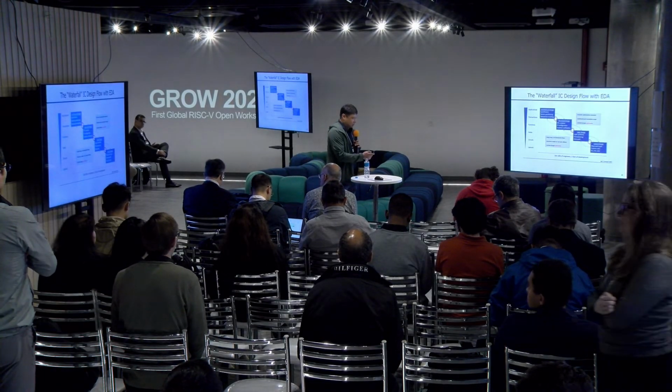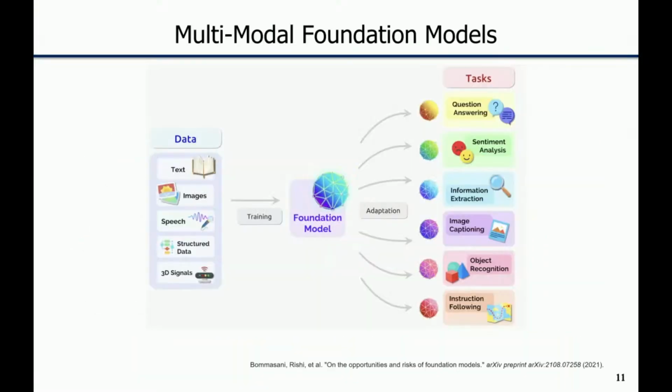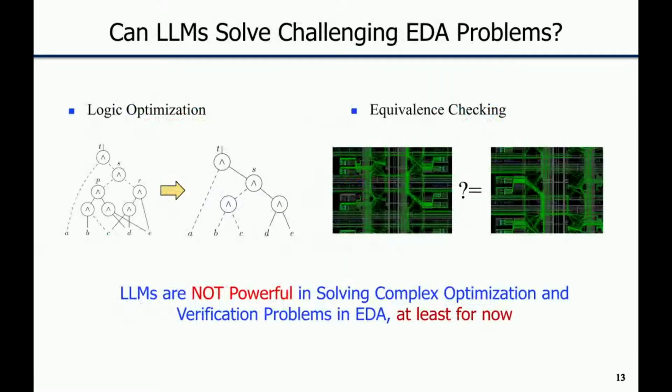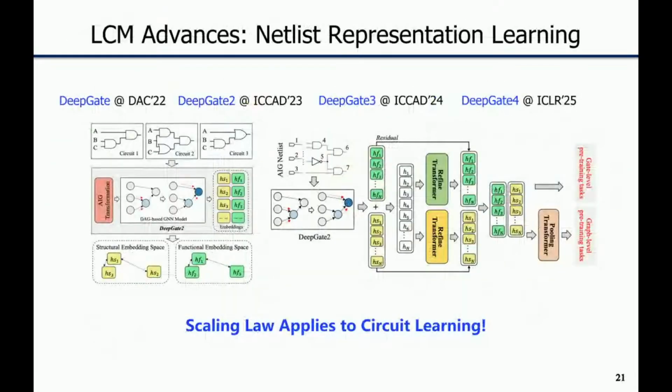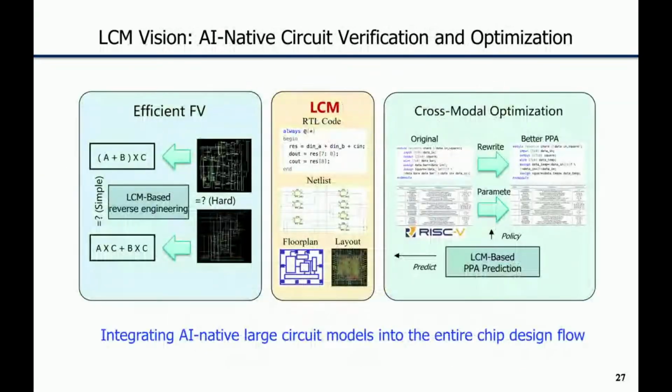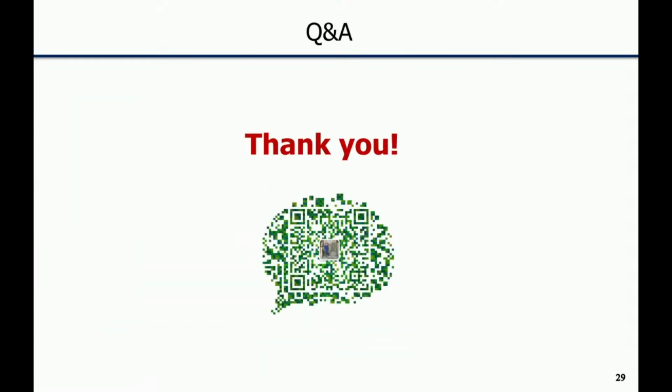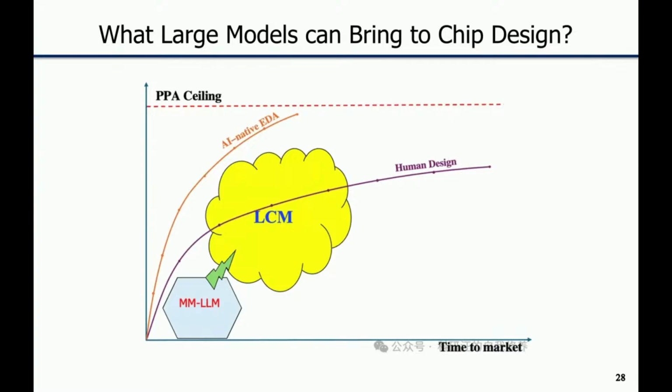I think that means the takeaway message is not that clear, right? So what we are doing is, in the future, my vision is that you have large language models as the interface with the human designer. You still need that. But the large language model doesn't understand the circuit behavior. So you need the large circuit model to actually understand the circuit, and then they work together to give you a better PPAC at the end.